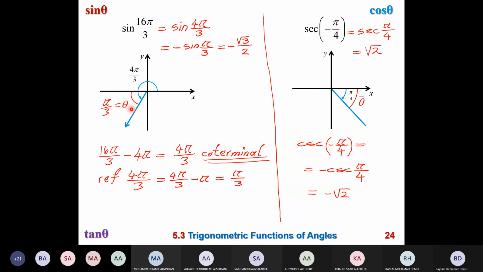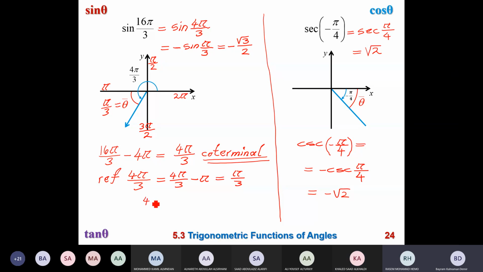Maybe I should mark these things here for you. Here, pi over 2, Shabab. Here, pi. Here, 3 pi over 2. And here, 2 pi, Shabab. Now, you see 4 pi over 3 is greater than pi. Is it easy for you to understand?